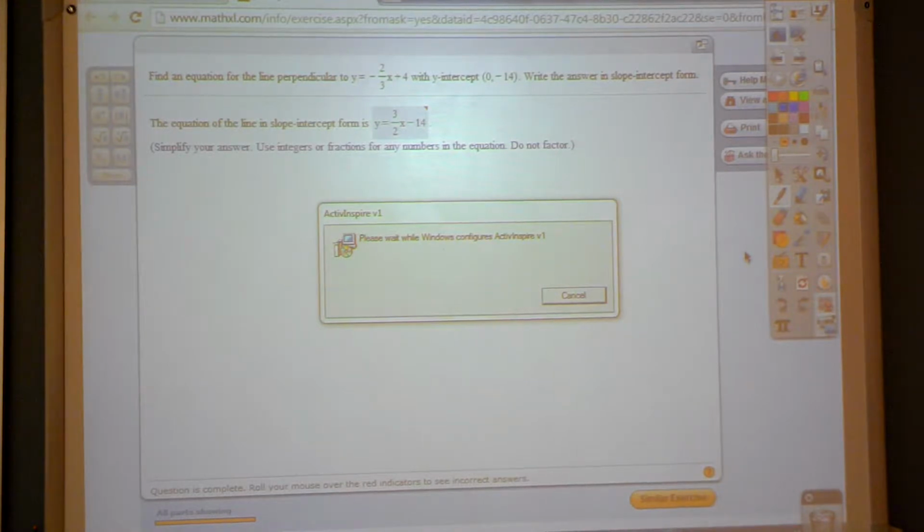So since I got this wrong, does that mean I can go back in there and put the right answer in? Or is it just wrong completely? You have to do another similar exercise after we do the problem.